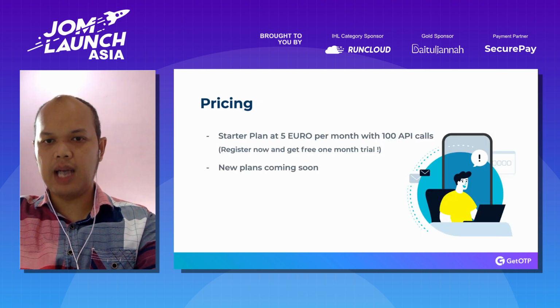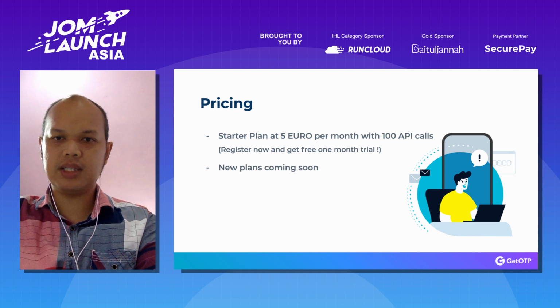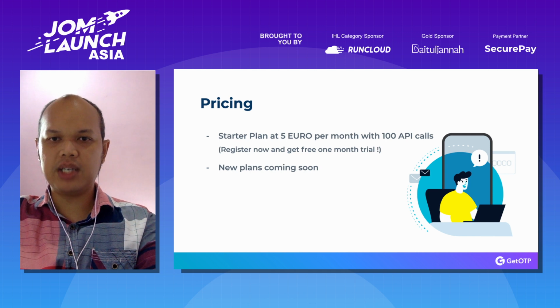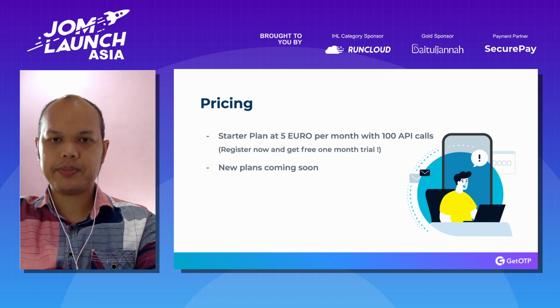So next, our pricing. The Getotp starter plan starts at €5 per month. That comes with 100 API calls, so each OTP transaction will cost you 1 API call. Register now and get a free 1 month trial. We have new plans coming soon.